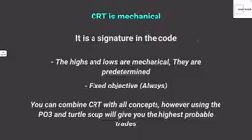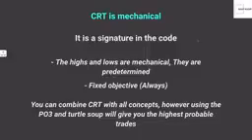CRT is mechanical. It's a signature in the code. The code of what? The code of the markets. So ICT teaches us to understand that there is an algorithm controlling these markets. Every single algorithm has a code. Within that code, you can look for specific signatures that repeat. And this is exactly what CRT is. It is a mechanical signature within the algorithm's code.